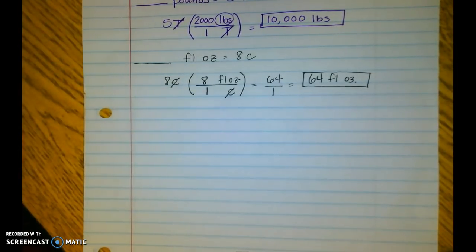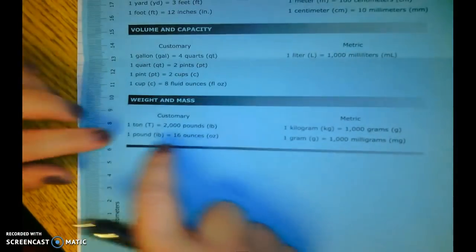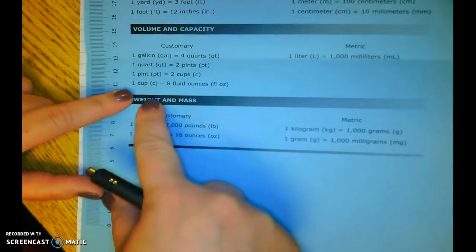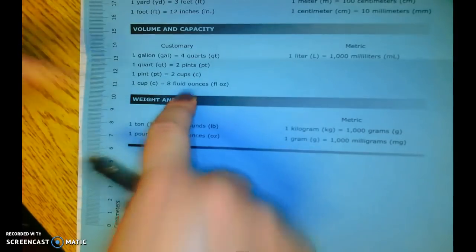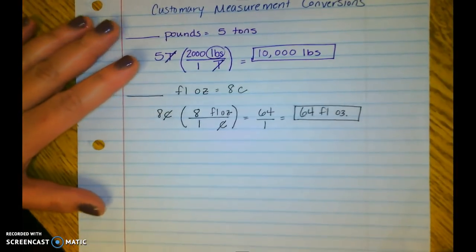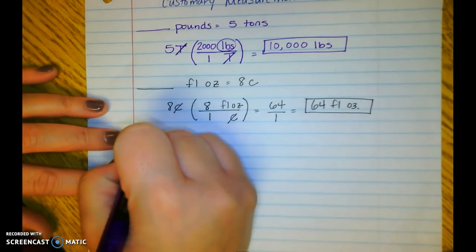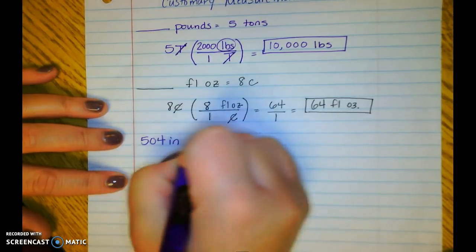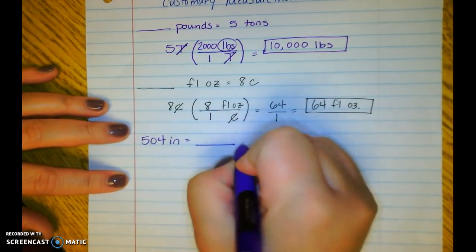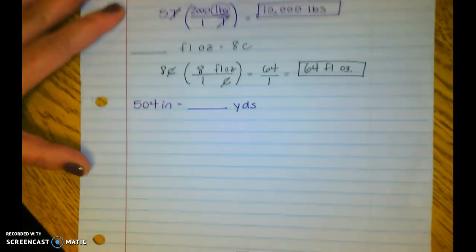Okay, so now we need to look at something. Both of these have been going from a larger unit to a smaller unit. Same with cups, larger unit to a smaller unit. So now we need to look at what happens when we go from a smaller unit to a larger unit. So we are going to take 504 inches and we want to know how many yards that would be. So inches is smaller than yards, so we're going from a smaller to a larger unit.